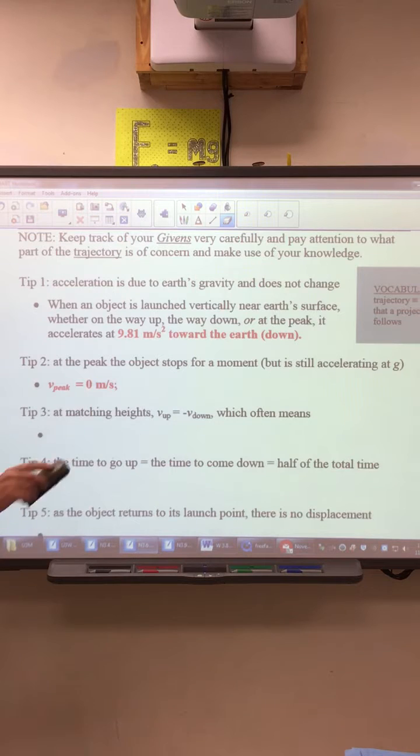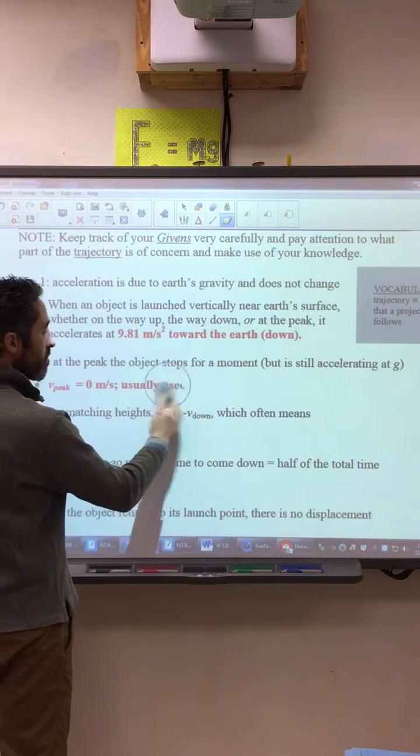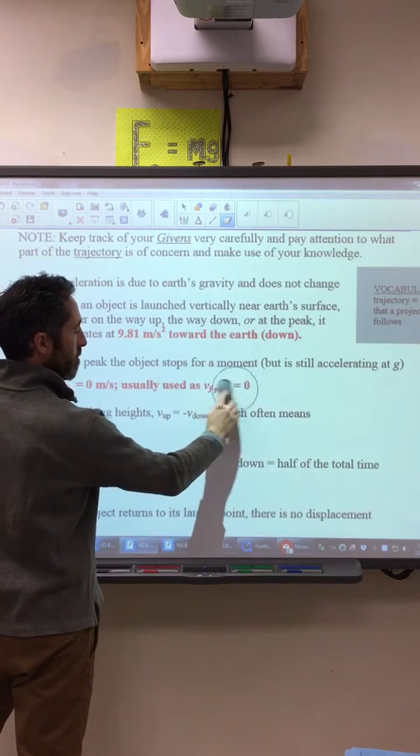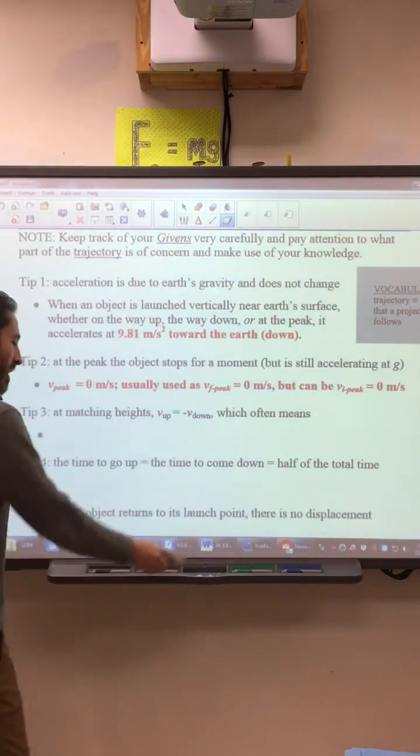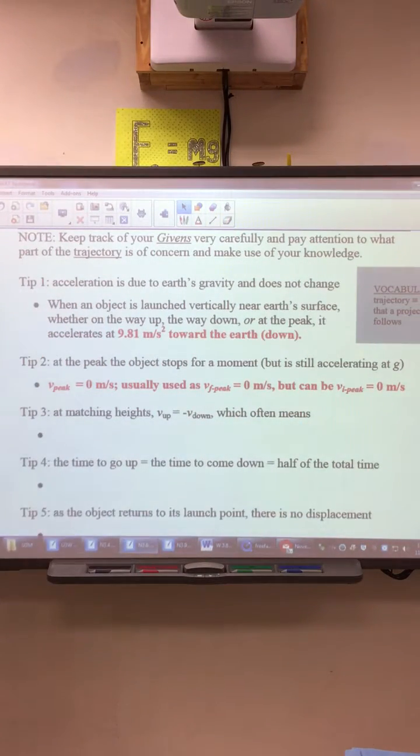Remember, acceleration is based on changes in velocity, so you need an interval either leading up to the peak or from the peak after. The velocity at the peak is 0. This can be a VI or a VF. Usually we will use this as a VF at the peak, although sometimes we can use it as a VI at the peak.